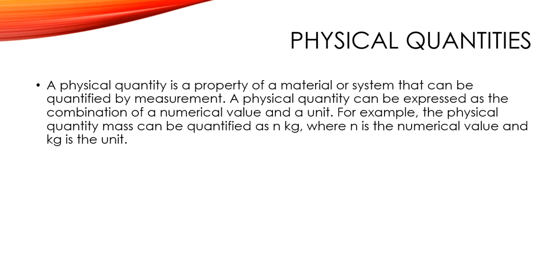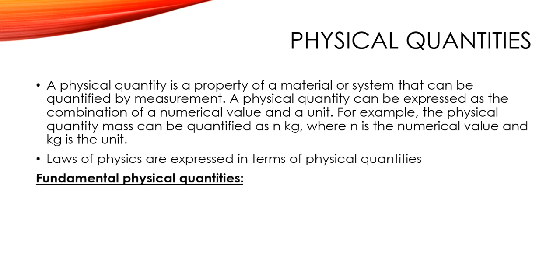A physical quantity is a property of a material or a system that can be quantified by measurement. A physical quantity can be expressed as a combination of a numeric value and a unit. We can take the example of mass: the physical quantity mass can be quantified as n kg, where n is the numeric value and kg is the unit.